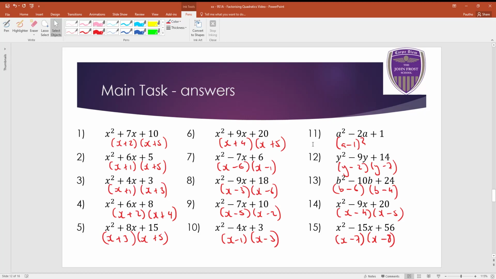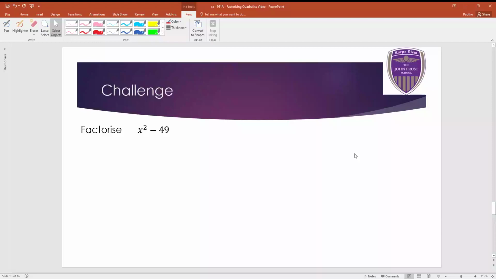Here they are. You'll notice on question 11, you may have had a take 1 times a take 1, but this is the same as a take 1 squared, because a take 1 times by itself, that's what squaring means. Okay, the challenge question is coming up as well in 5, 4, 3, 2, 1. Here it is, and the answer is going to follow in 5, 4, 3, 2, 1.